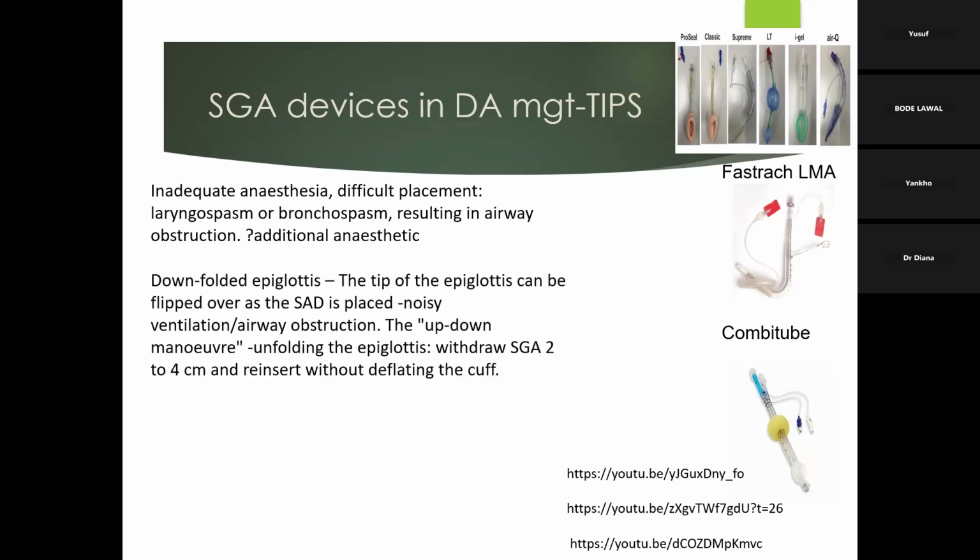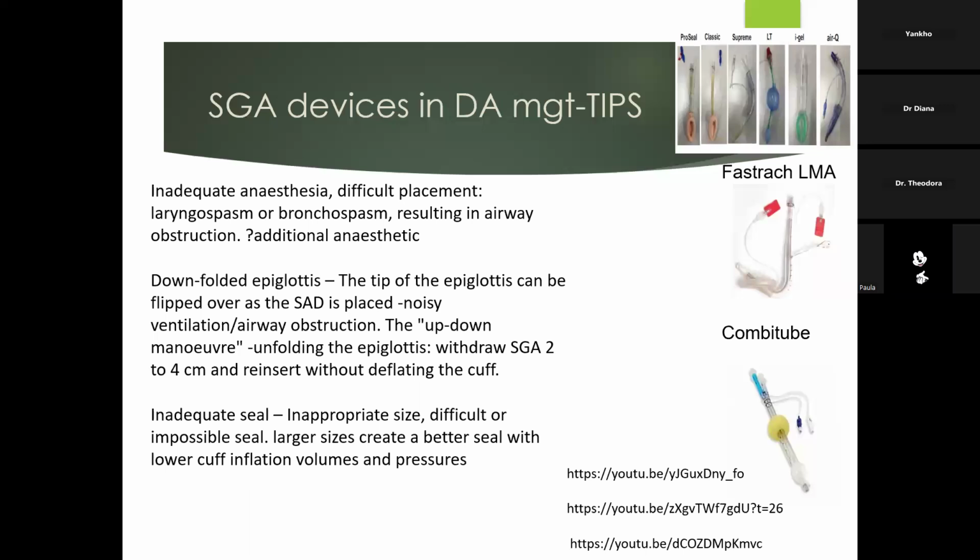Now, downfolding of the epiglottis, the tip of the epiglottis can be flipped over as the supraglottic airway device is placed. So when you heard it could be noisy, could present as noisy ventilation or total airway obstruction. So the up and down maneuver can help to unfold the epiglottis. So you withdraw the supraglottic airway device by 2 to 4 cm and reinsert without deflating the cuff. So that's a very good tip.